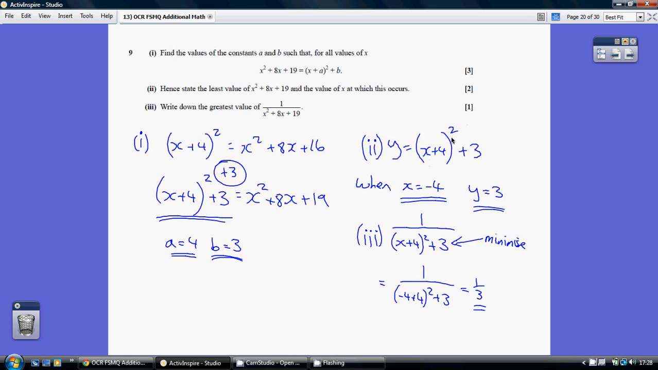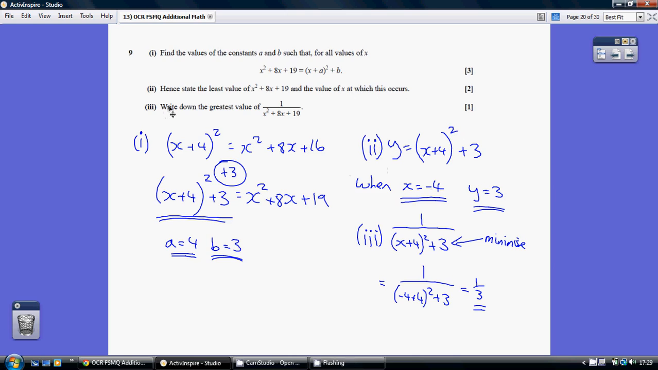If you're squaring something, the very smallest you can get for this term is 0. So how do we make this term 0? Well, x is minus 4. Now, what happens when x is minus 4? Well, this term is 0. 0 plus 3 is 3. Y equals 3. So when x equals minus 4, y equals 3. So the least value of x squared plus 8x plus 19 is 3. And this occurs when x is minus 4.